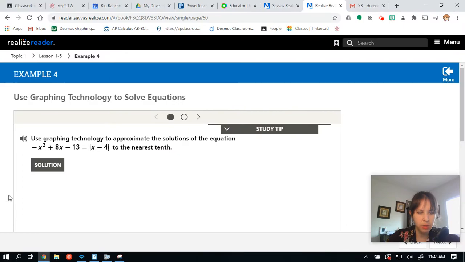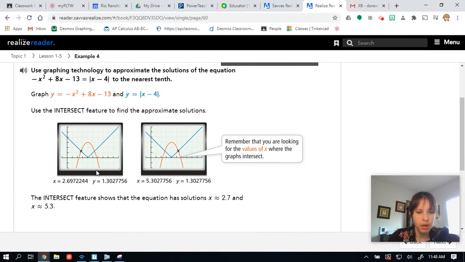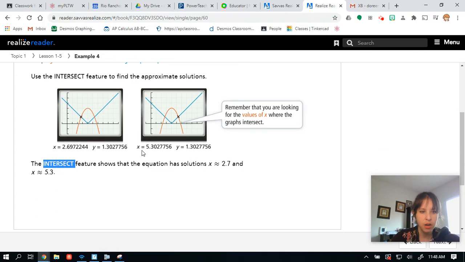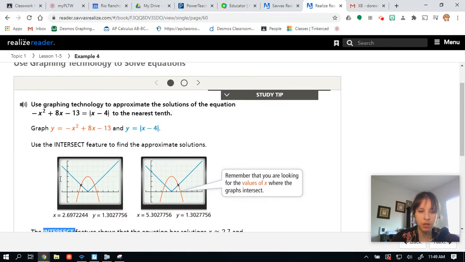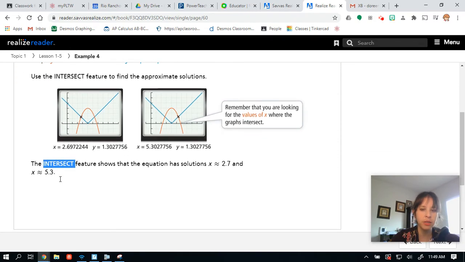So let's go back over to the book. Again, they are showing you what I showed you on my screen, and you could do this in Desmos as well. You just go to where they intersect. But again, they're using the intersect feature of the graphing calculator. So I wanted to show you the intersecting feature of the graphing calculator. They decided just to go for 2.7. I like to go out 3 decimal places. It's always very good practice to go out 3 decimal places.